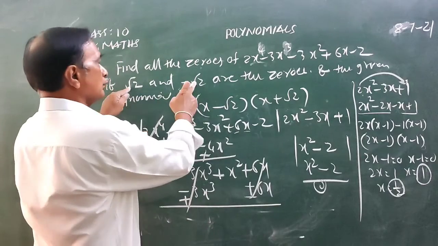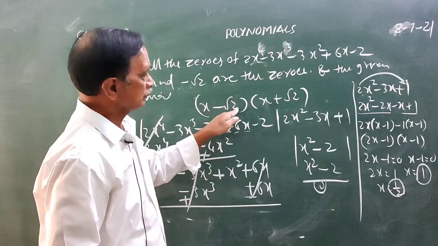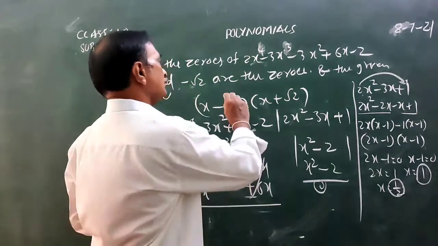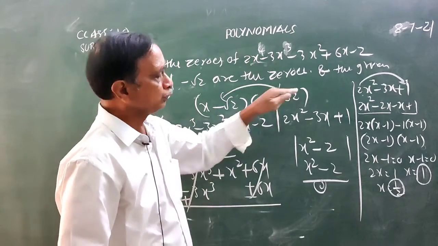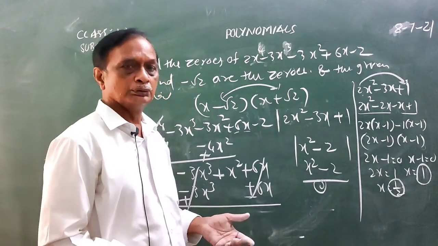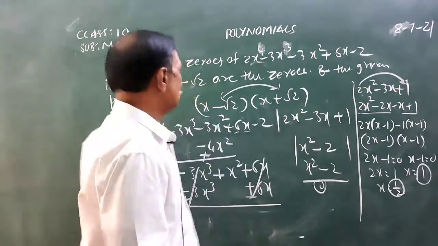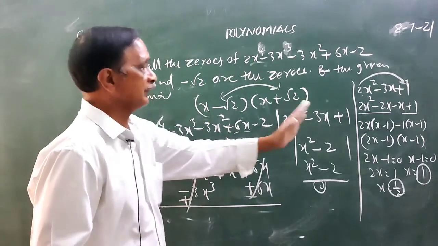So as we know the zeros, we can find the factors. As root 2 is the zero, x minus root 2 is the factor. As minus root 2 is the zero, x plus root 2 is the factor. First of all, find the product of those two. x minus root 2 into x plus root 2 gives what? x square minus 2. To get the other factor for this polynomial, you have to divide this polynomial by x square minus 2.